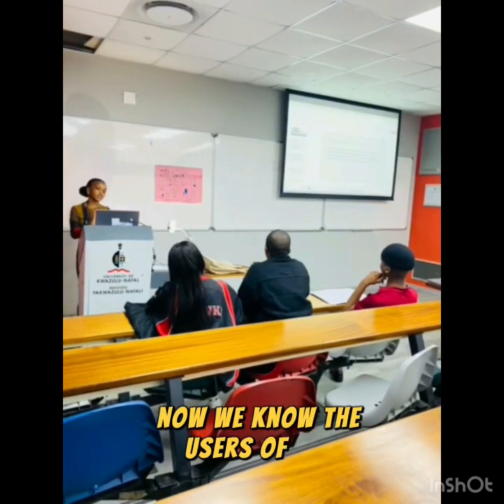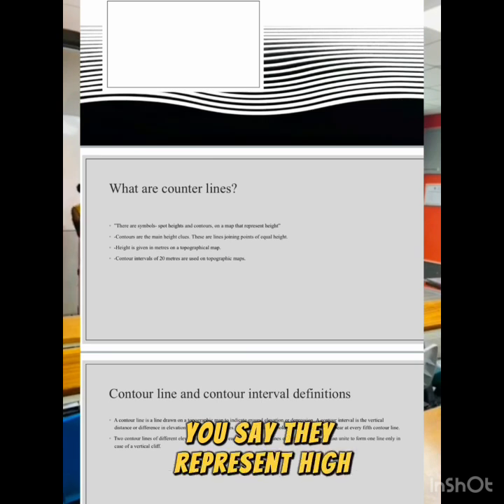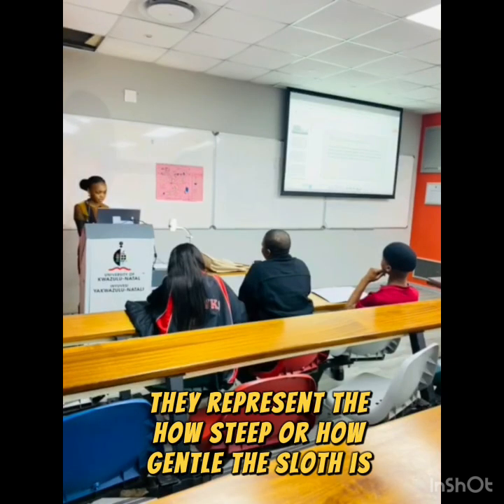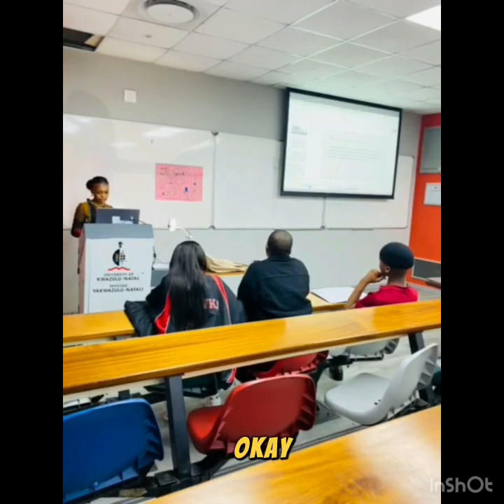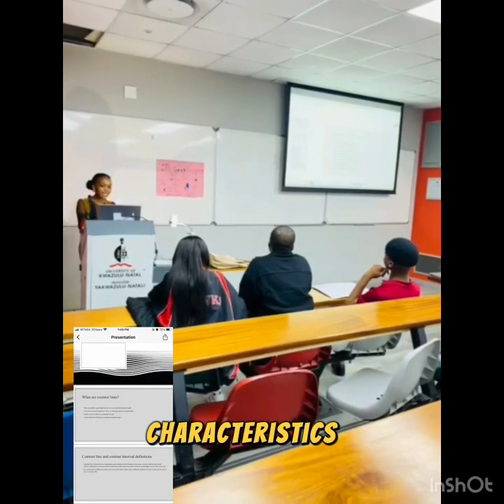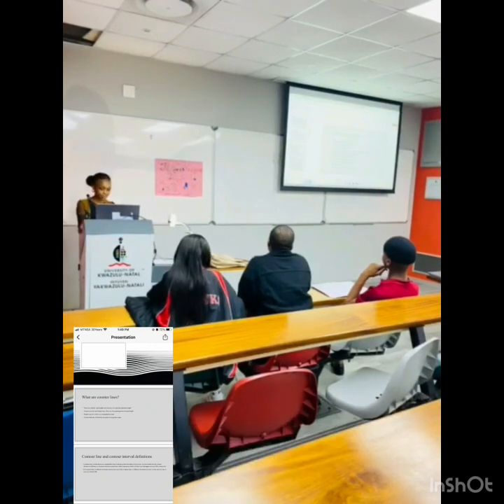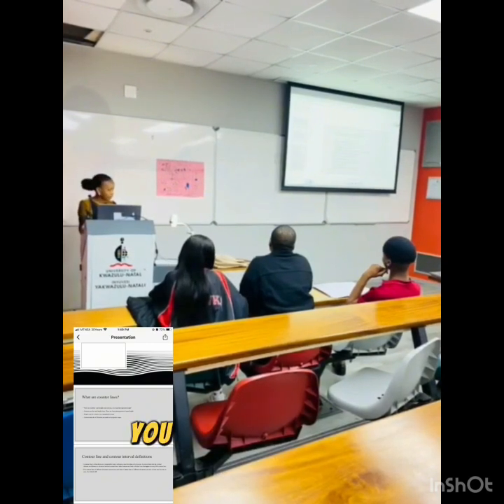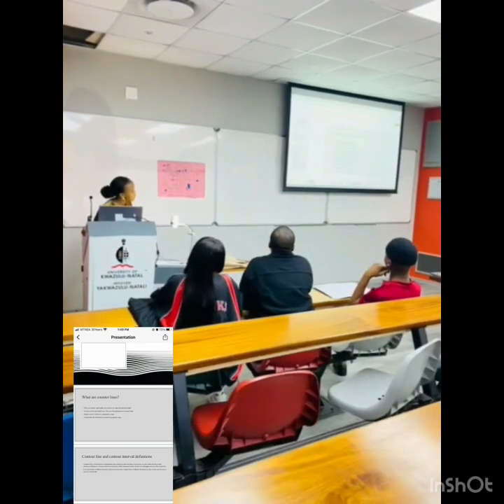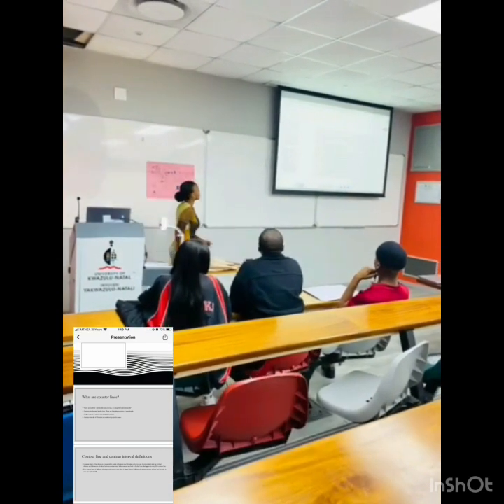Now we know the uses of the contour lines. We say they represent height, they represent how steep or how gentle the slope is, right? Now, another interesting one: characteristics of contour lines. You can read them. Are they clear? Okay, let's read together.